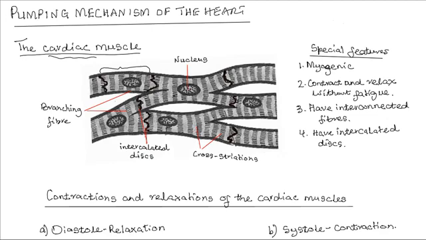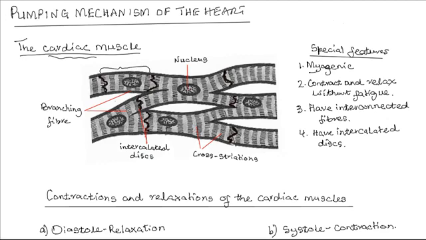Now, how is that? This is because the cardiac muscles are specialized in the sense that they initiate their own contractions. That is, the contractions originate from the muscle cells themselves. For this reason, the cardiac muscles are said to be myogenic. That is, their contractions originate from the organ itself.